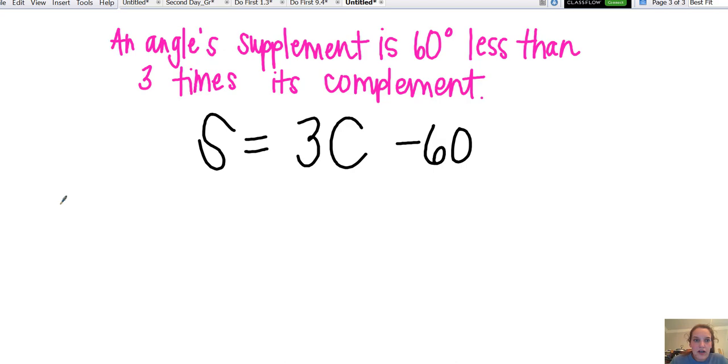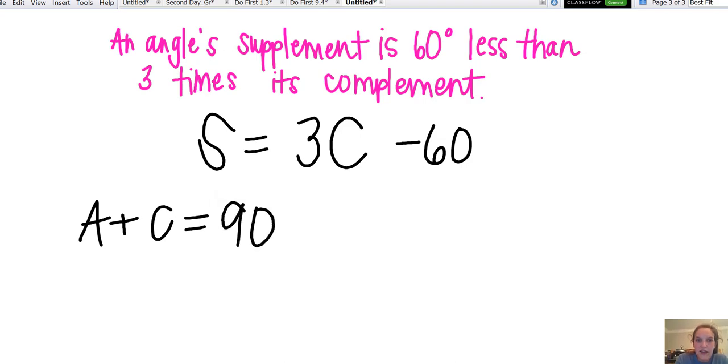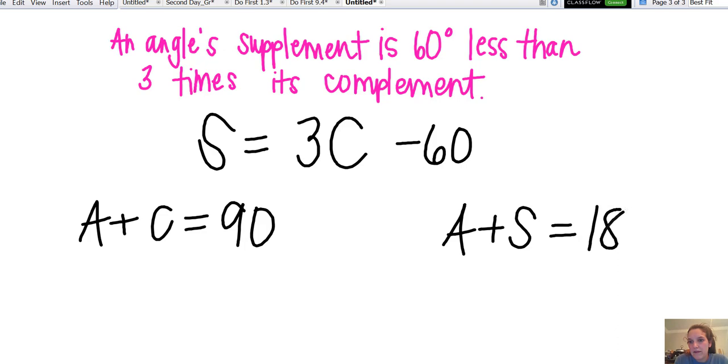Then remember, we have two equations. Our angle plus our complement equal 90, and our angle plus our supplement equal 180. Okay, so we have 3 equations. We have a system of equations. We have 3 variables. So that's a little tricky. So what I want to do is some rearranging and some substitution so I can plug stuff in and end up with one equation that only has one variable.